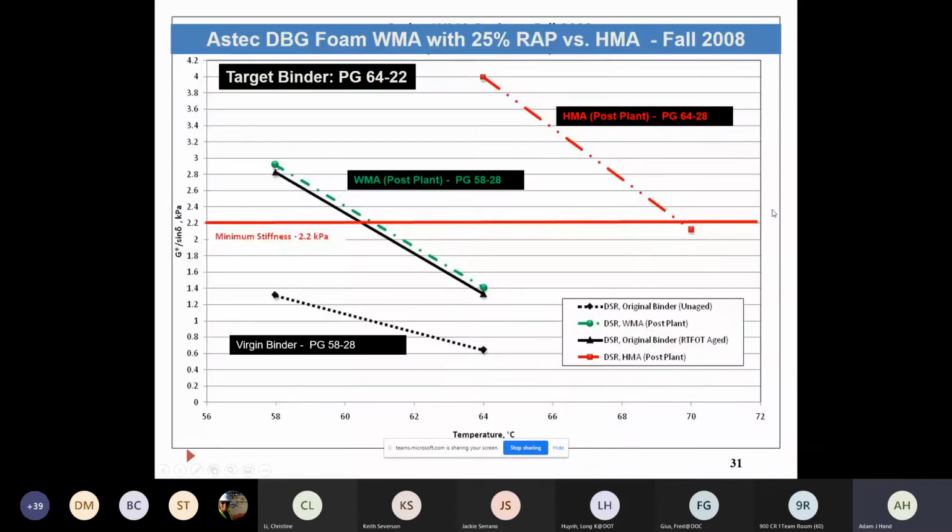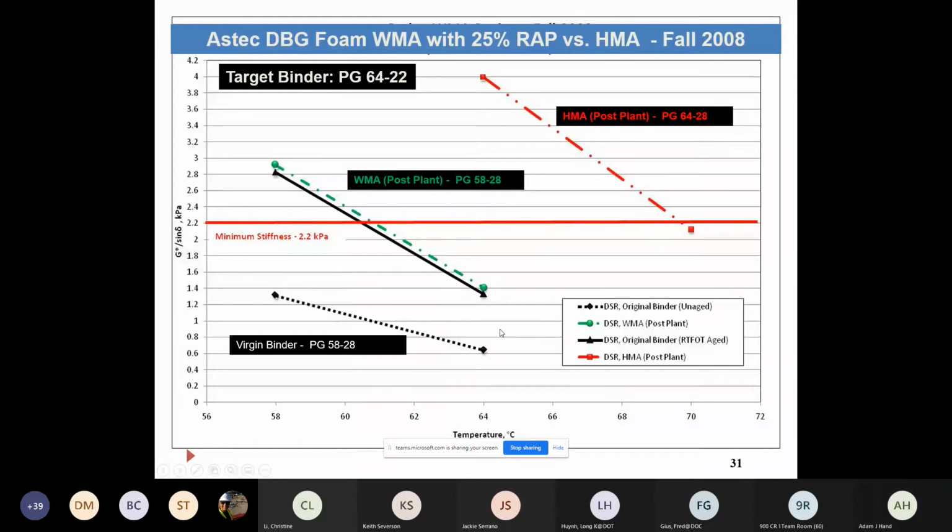Now, this slide shows the benefits of warm mix and how that can influence your binder selection. So this is a mix that has 25% RAP in it. This is the fall of 2008. The required binder in this particular location was this PG 64-22. The virgin binder that was used was a PG 58-28. So it was one grade softer than the target binder.